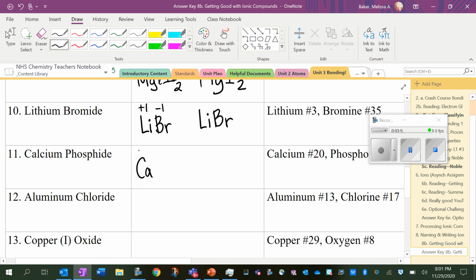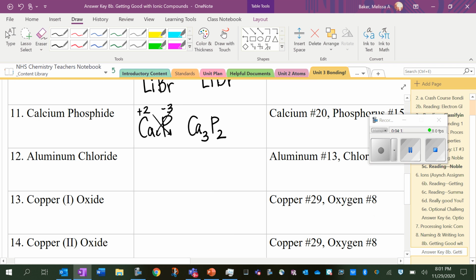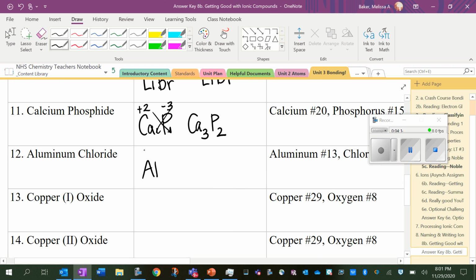Calcium is in group 2A, so it has a +2 charge. Phosphorus is in group 5A, so it has a -3 charge. So we crisscross and we get Ca3P2. Aluminum is in group 3A, so it has a +3 charge. Chlorine is in group 7A, so it has a -1. So this is AlCl3 once you crisscross that 3 over.